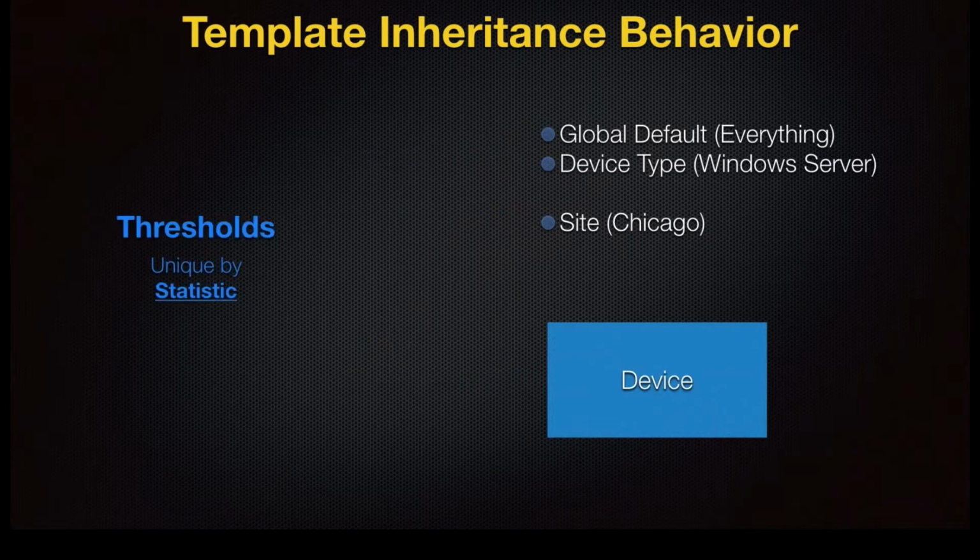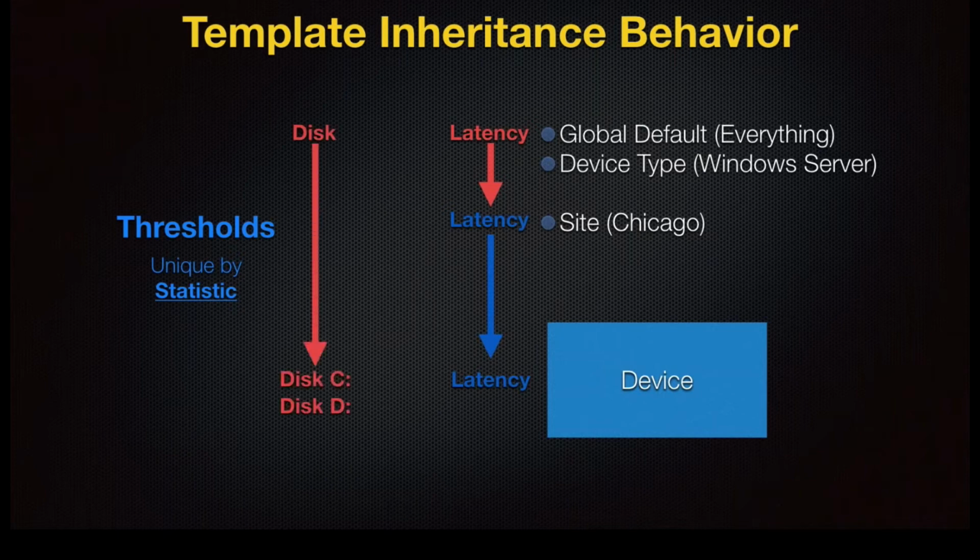Thresholds are the third major thing that passes down. And with thresholds, they're unique by statistic. So if I'm looking at something like latency, for example, again, the more specific one is simply going to override. If I'm looking at something a little bit more dynamic, like disks, for example, if I set a disk threshold at the default level, it's going to apply to all of the disks on that device. But if I put in a disk threshold at the type level that has a substring, so it's a more specific filter, that's going to change the settings for anything that matches that substring.